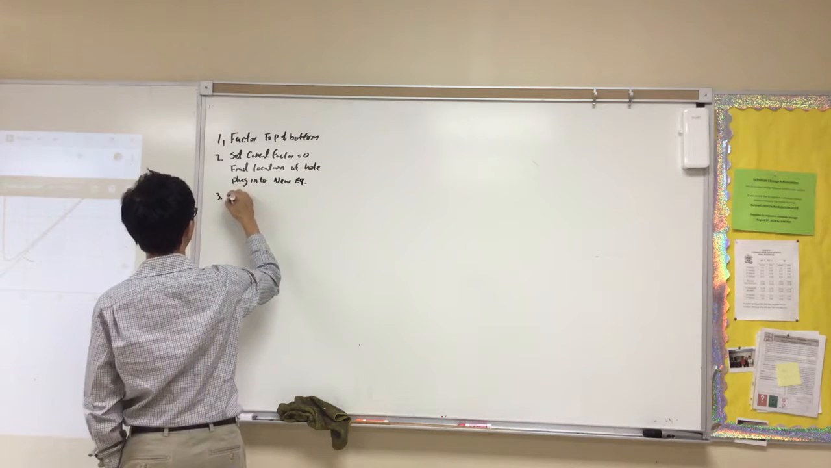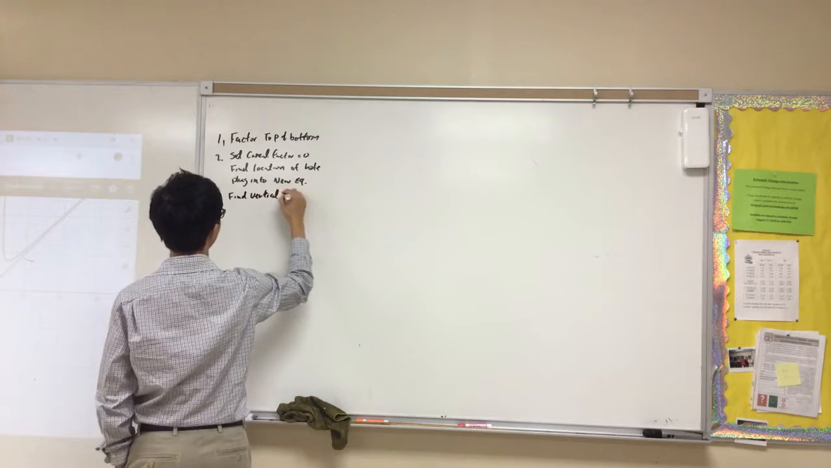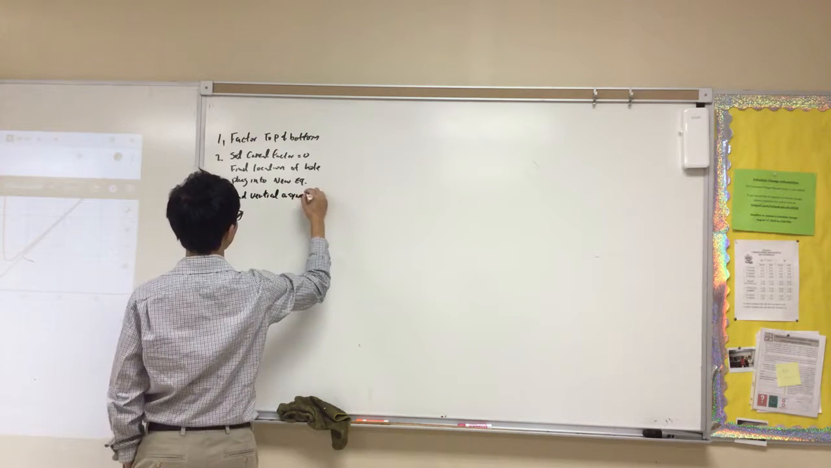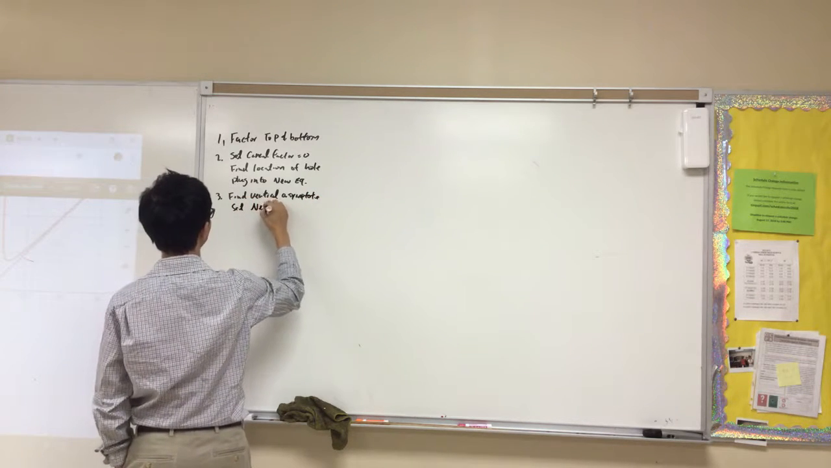Find the vertical asymptote, by setting the new denominator equal to 0.